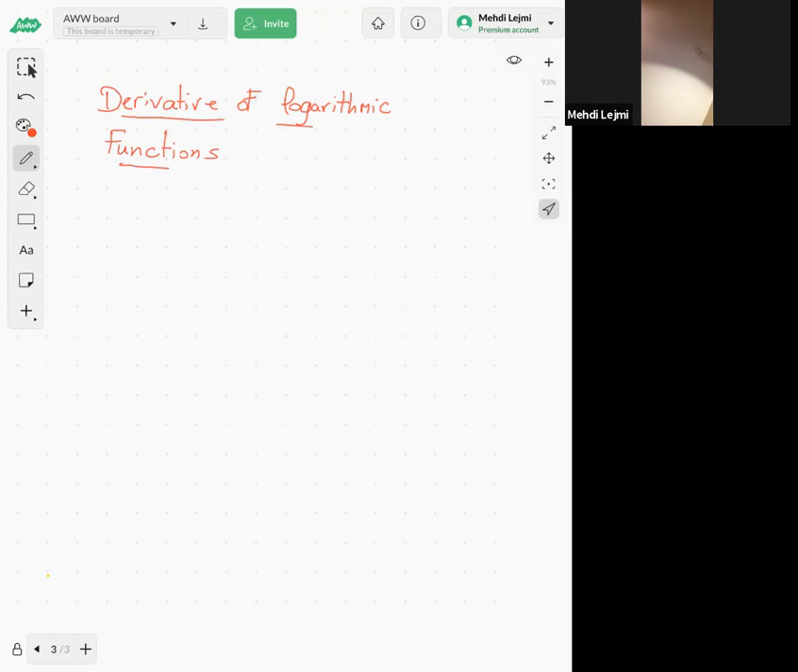All right, so let me first remind you the definition of a logarithmic function. So log is the inverse function of exponential, right? So by definition, when you say, let's say y is equal to log in base a of x, this is equivalent to a to the power y equal to x.